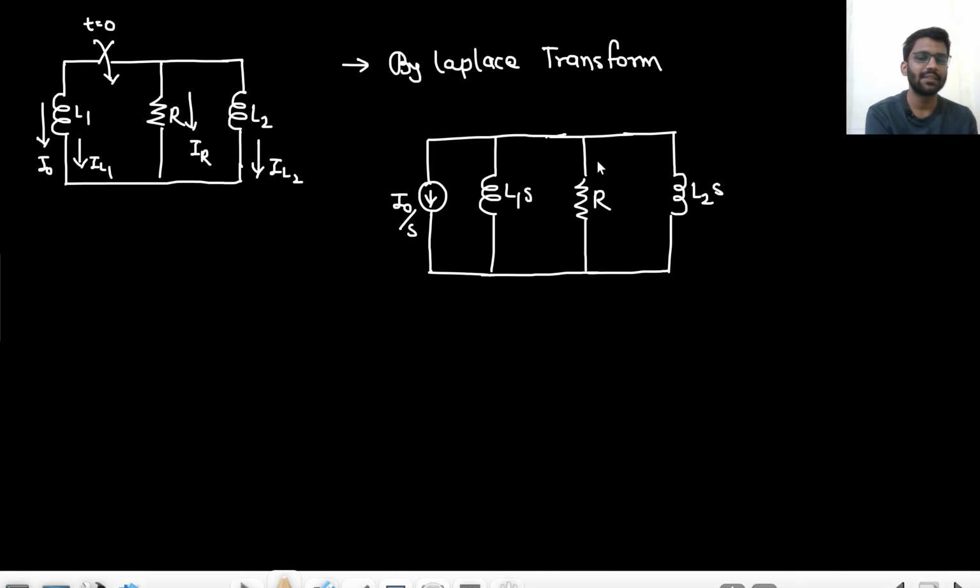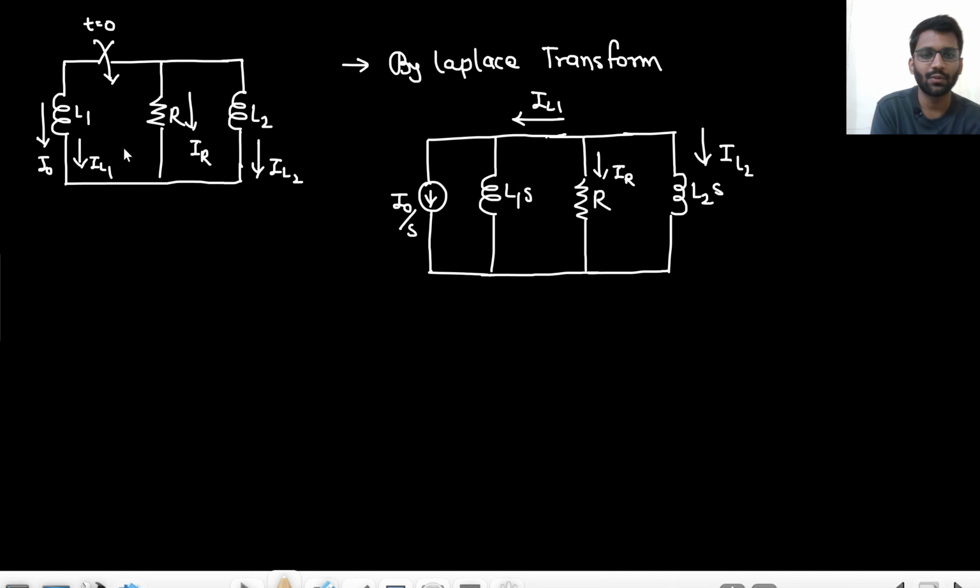So tell me, this is IR, right? This is IL2. So what is IL1? Is this IL1? No, this is not IL1. IL1 will be the combination of the initial current plus this current. There are three currents: IL1 is flowing in this branch, IR in this branch, IL2 in this branch. So IL1 will be the inductor current plus the initial current.